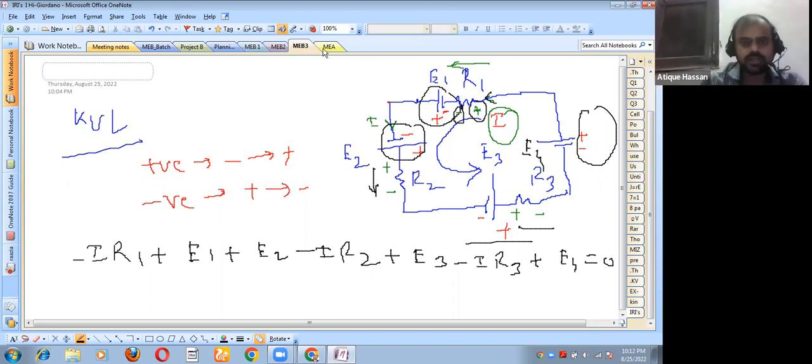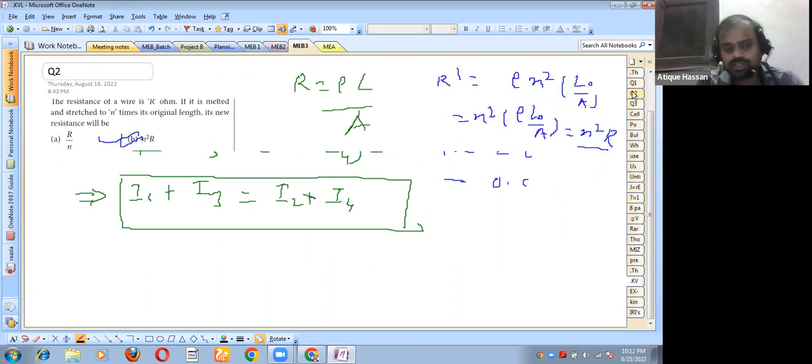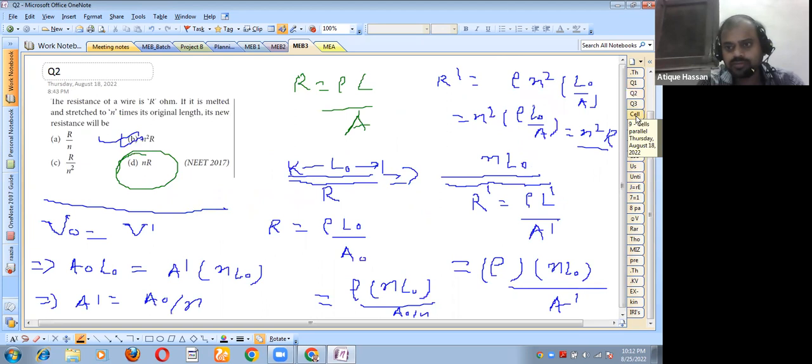All right. So based on that, we will do some questions based on Kirchhoff law so that we can understand it clearly, and then we will move further. So let us see some questions based on Kirchhoff law.